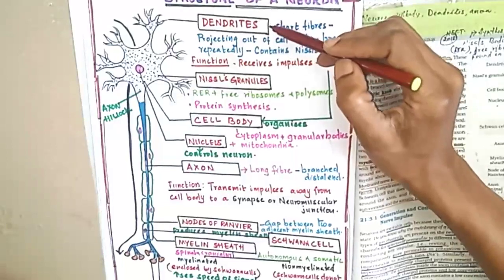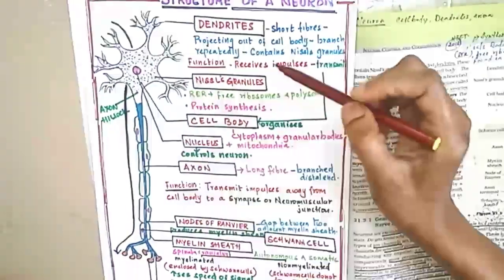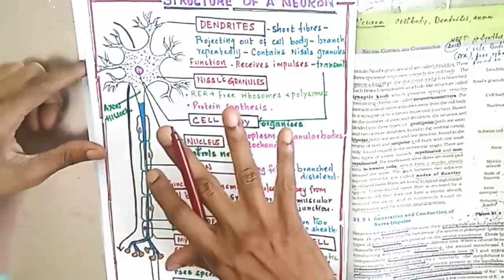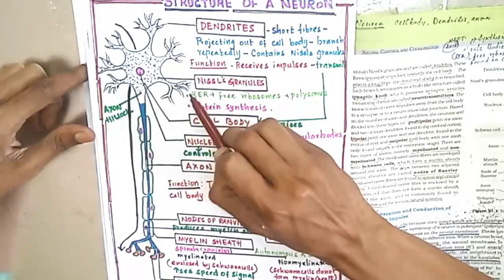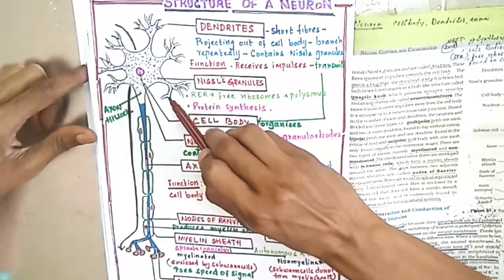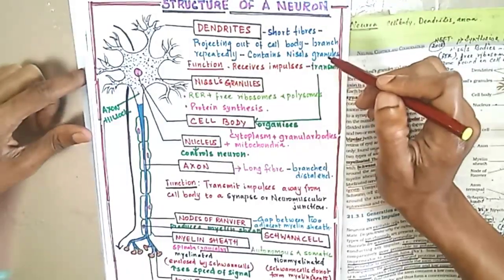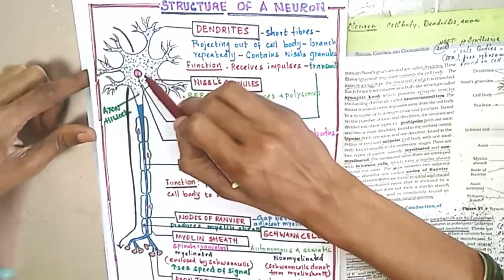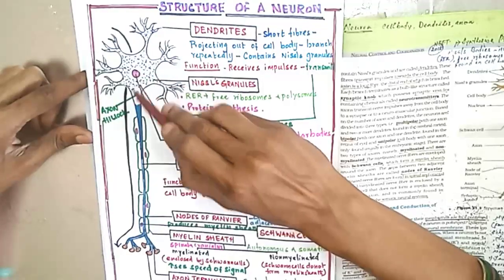So first part is the dendrite. These are all short fibers, very very small, projecting out of the cell body. This is the cell body. So these dendrites project out of the cell body. They branch repeatedly. It forms like a network. So it undergoes branching again and again. That is called repeated branching. It contains Nissl's granules. These small dot-like structures are called Nissl's granules. They are present in dendrites and throughout the cytoplasm of the cell.